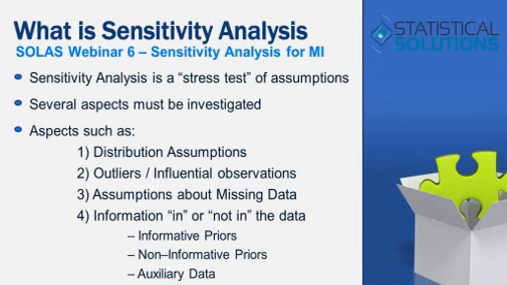Several aspects always have to be investigated. There's four main areas that I'd like to touch on today. There's the distribution assumptions. So when you're looking at distributions of variables, there's outliers and influential observations. You're looking at your assumptions about missing data, and then the information that is in or not in the data. So when we're talking about using informative or non-informative priors in a model, or bringing in any auxiliary data, anything that could help you uncover information about the missing responses.